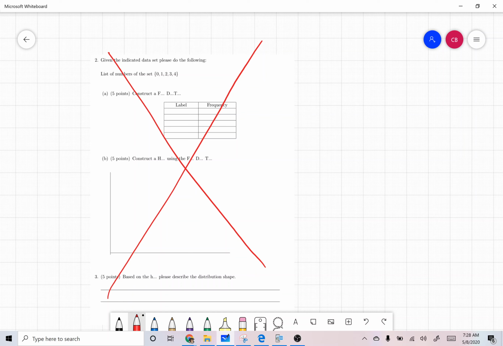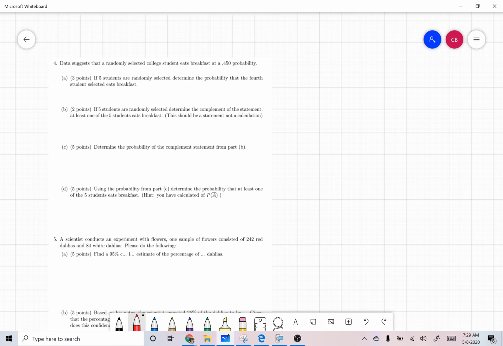So as for the next page, data suggests that a selected college student eats breakfast with a 0.45 probability. So if five students are selected, what determines the probability the fourth person eats breakfast? If we've got five people, probability this guy eats breakfast is 0.45. Probability the second guy eats breakfast, 0.45. The third person, 0.45, and the fourth person, 0.45. So it does not mean you have to multiply any of this. The probability that any randomly selected person in this data set eats breakfast is 0.45.